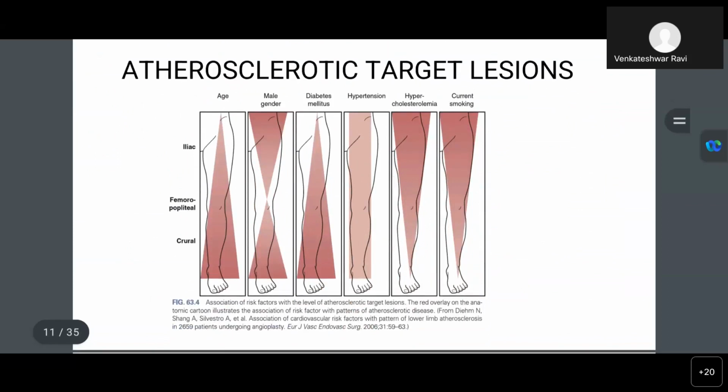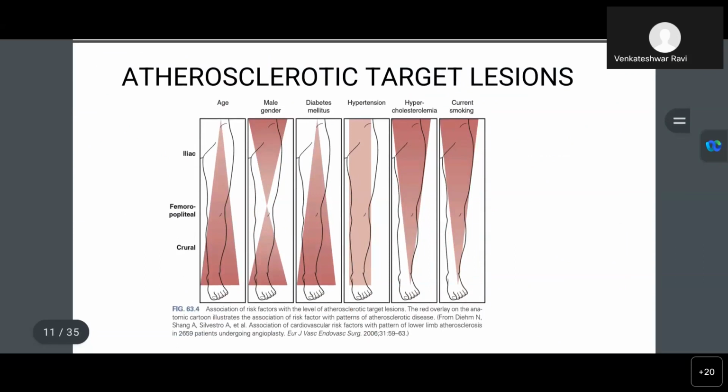Coming to atherosclerotic target lesions in various risk factors: as age progresses, the atherosclerosis most commonly includes the distal arteries. In male gender, both proximal and distal arteries are at high risk for atherosclerosis. In diabetes, as we know, distal pedal arteries are more prone to atherosclerosis. In hypertension, there is a uniform distribution of atherosclerosis risk. In hypercholesterolemia and concurrent smoking, large arteries are more affected than the distal arteries.